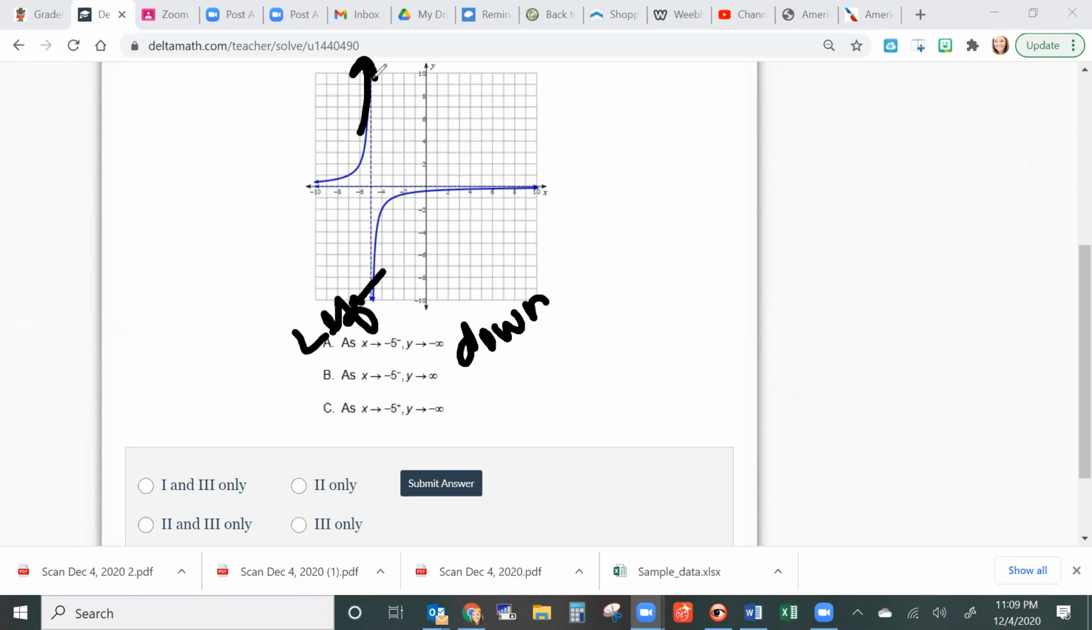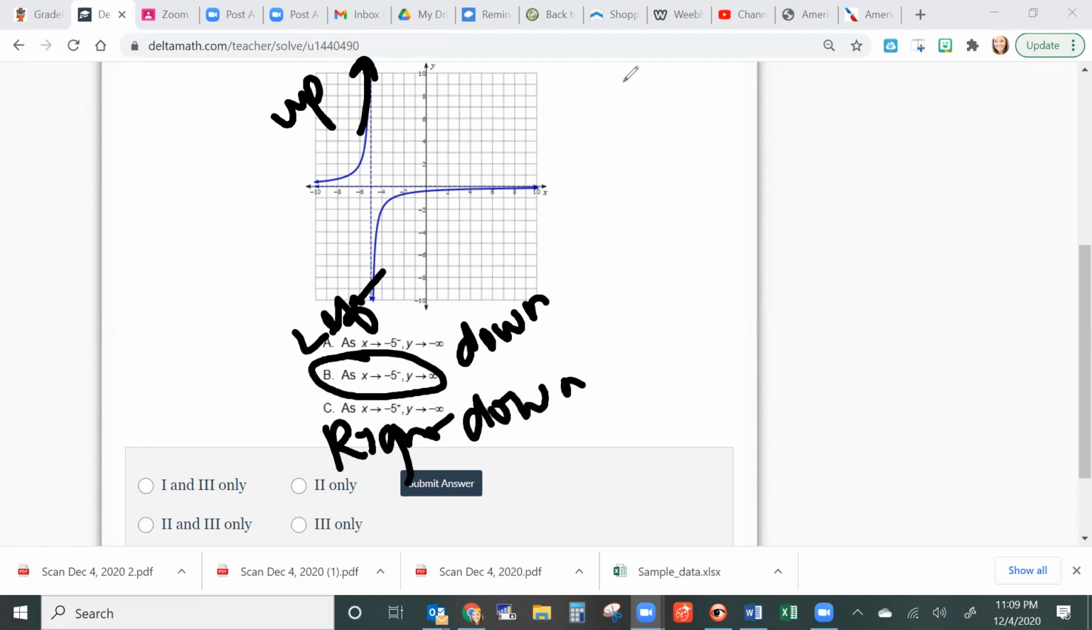Let's look at part B. So A is wrong. B, -5 from the left, y is going to infinity. Well, that makes sense because I am actually traveling up on that side. So B is looking good to go. Now look at C. C says, as I approach -5 with a little plus, that means that I'm doing the right-hand side, then my y is approaching -infinity, which is down.